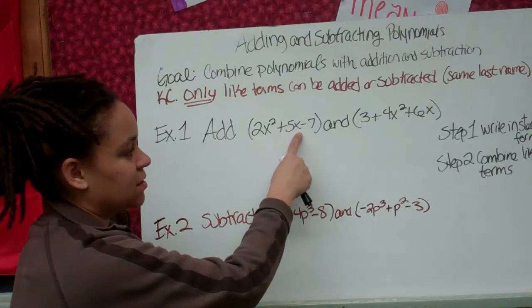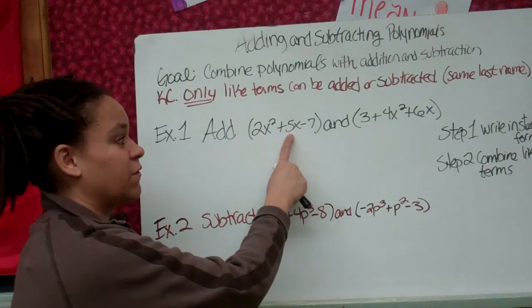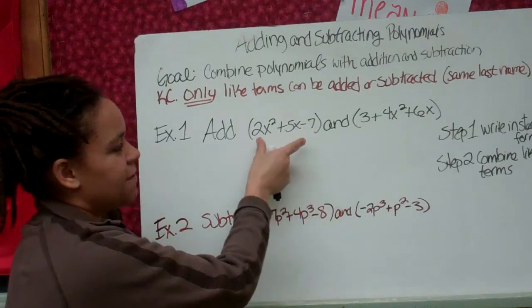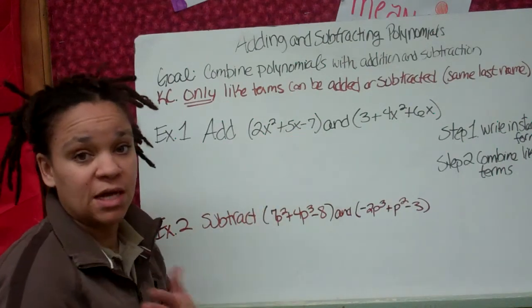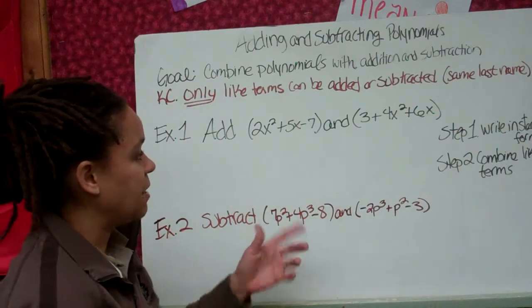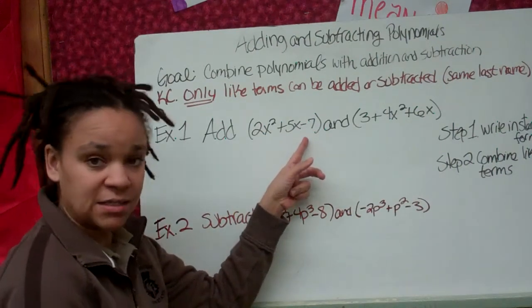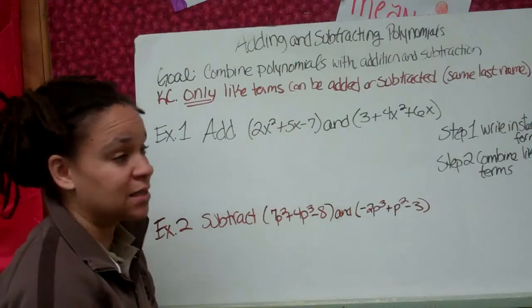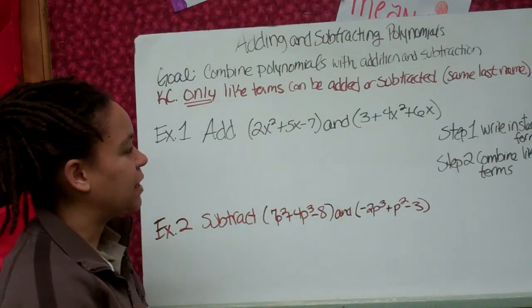This is 5x. The last name would be x. So the first name would be 5, last name would be x. These two are not like terms because they are not the same last name. x squared is not the same as x. If it were the same, they'd be exactly the same. So keep that in mind. You can only add like terms.